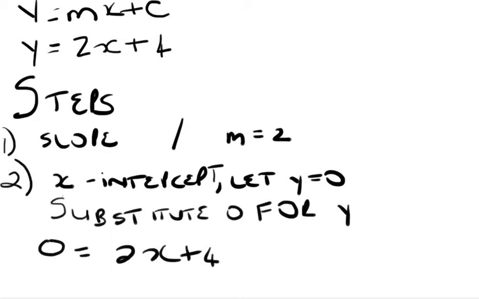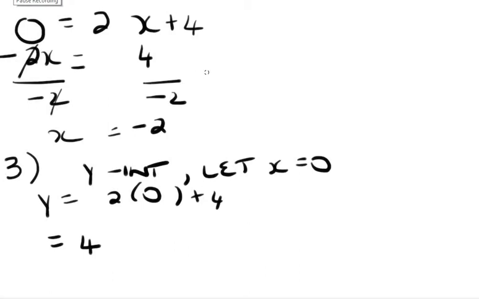The second step is for us to find our x-intercept. And how do we find our x-intercept? Let y equal 0. What does that mean? That means that where I see y, I've got to substitute 0, which is what I do here. Where I see y, I substitute 0. So 0 is equal to 2x + 4.